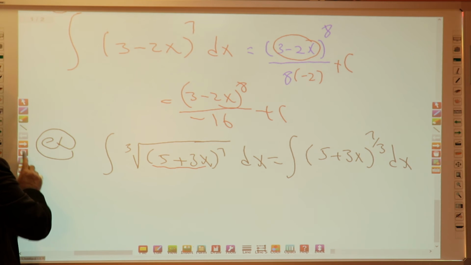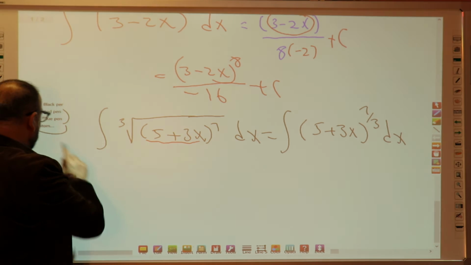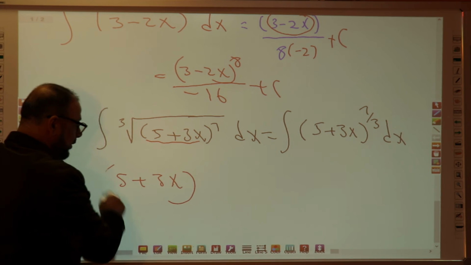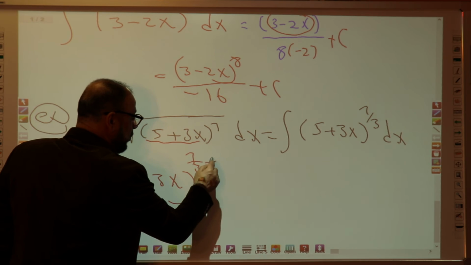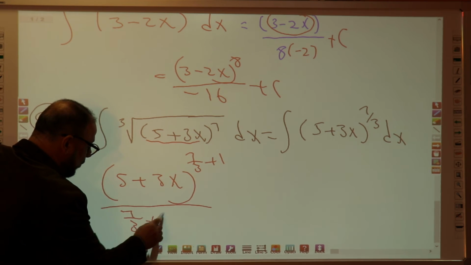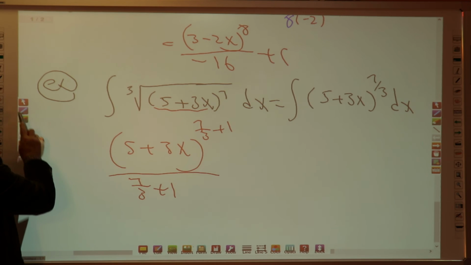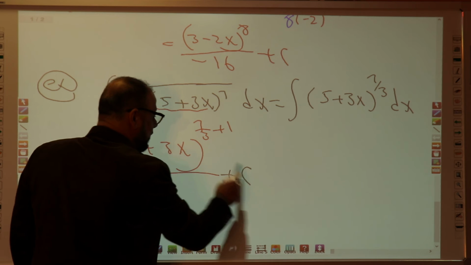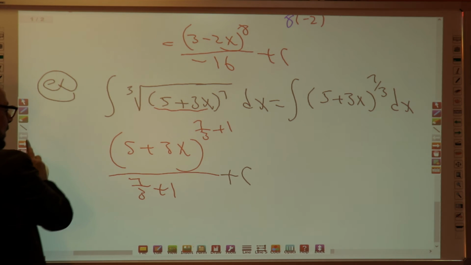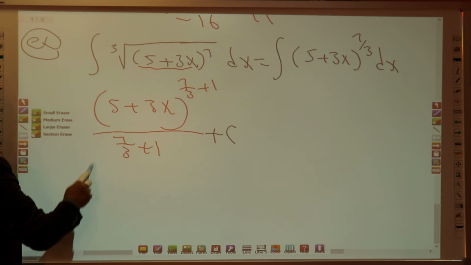Now apply the rule: 5 plus 3x to the 7 over 3 plus 1, over 7 over 3 plus 1, plus C. I have an easier way, I'm going to show it to you. After I finish this way, I'm going to come back and show you how to do it either way. If you like to use it, use it.